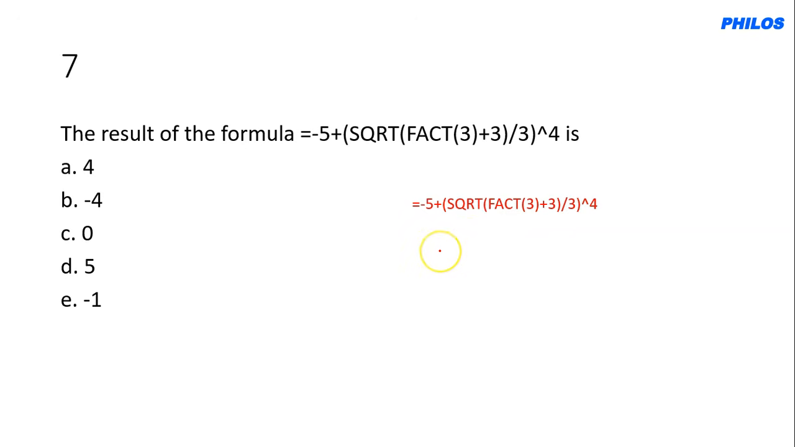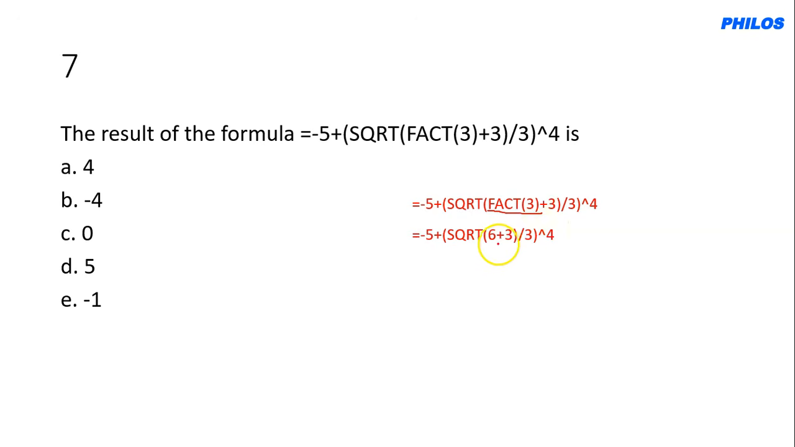6. So I'll rewrite this as -5 plus SQRT. Now, it is fact 3 alone that gives me the 6. So I'll substitute it there. Bracket open 6. Then there's a plus here, plus 3. So I write it. Bracket close, divided by 3. Then I close a bracket, exponent 4.